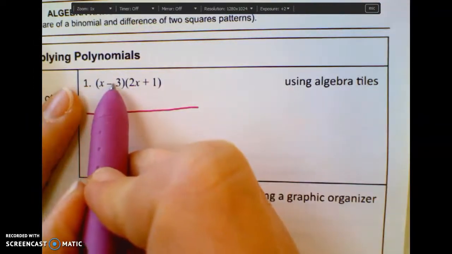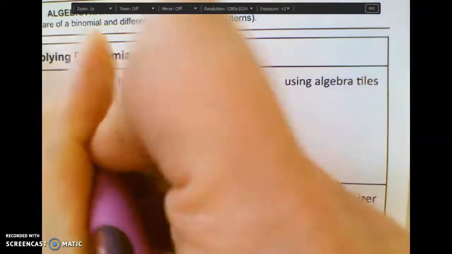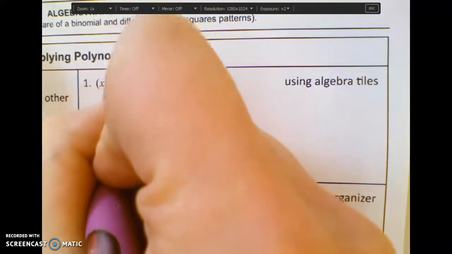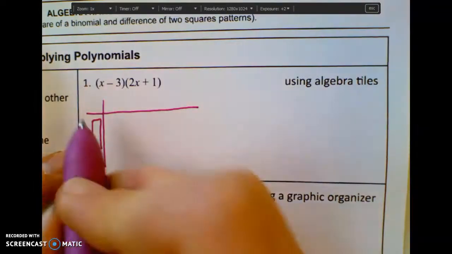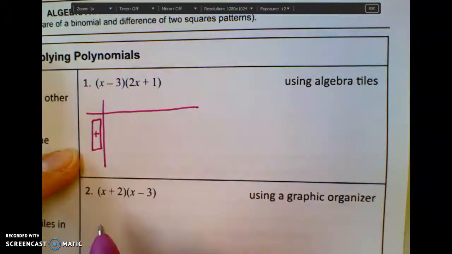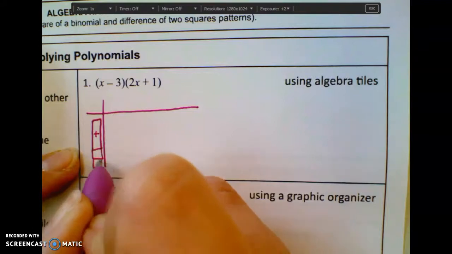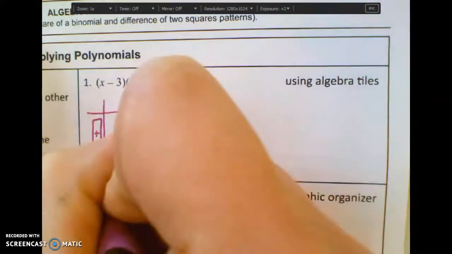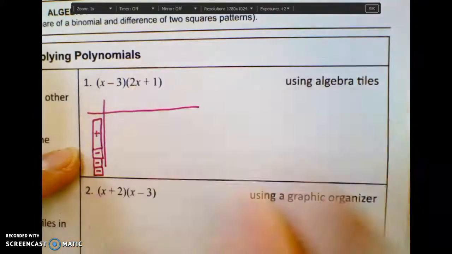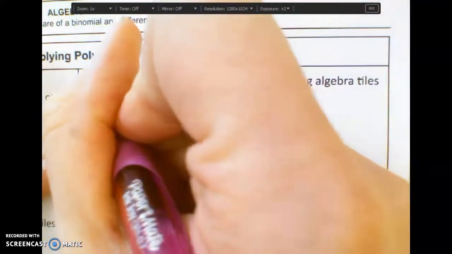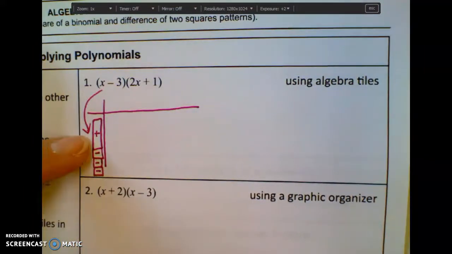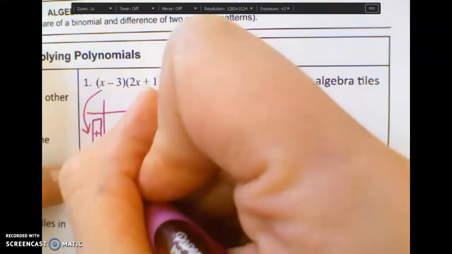I'm going to put x minus 3 over here on the side. So I'm going to draw 1x box. I'm going to put a plus because it's positive. And then connected to it, I'm going to draw 3 little 1's. Now I know my picture's not beautiful and that's okay. So this is 3 minuses. So that is x minus 3. Positive x, 3 little negative 1's.